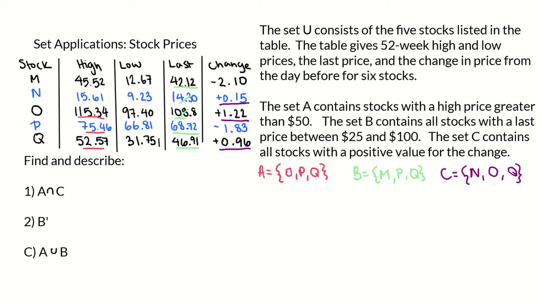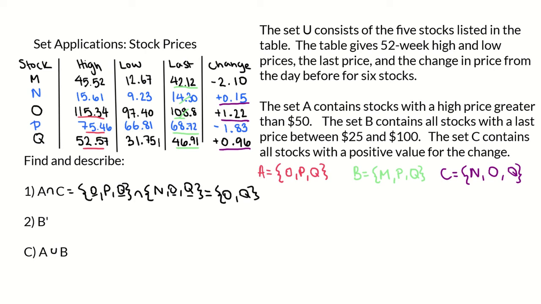Using that information, let's find and describe the following. A intersect C. If we look at the two sets A and C, that would be OPQ intersect NOQ. Intersect means that we want the elements that appear in both sets. O appears in both sets and Q appears in both sets. So the intersection is OQ.